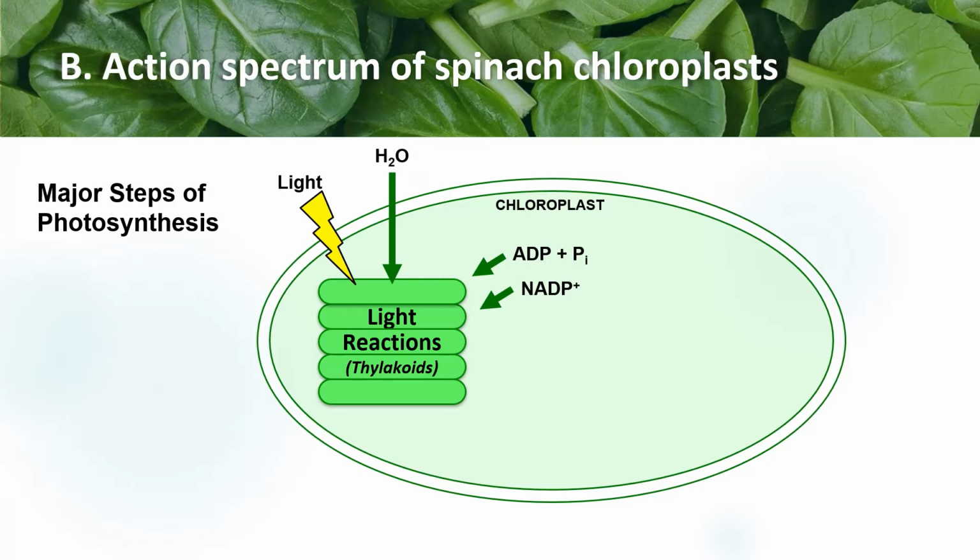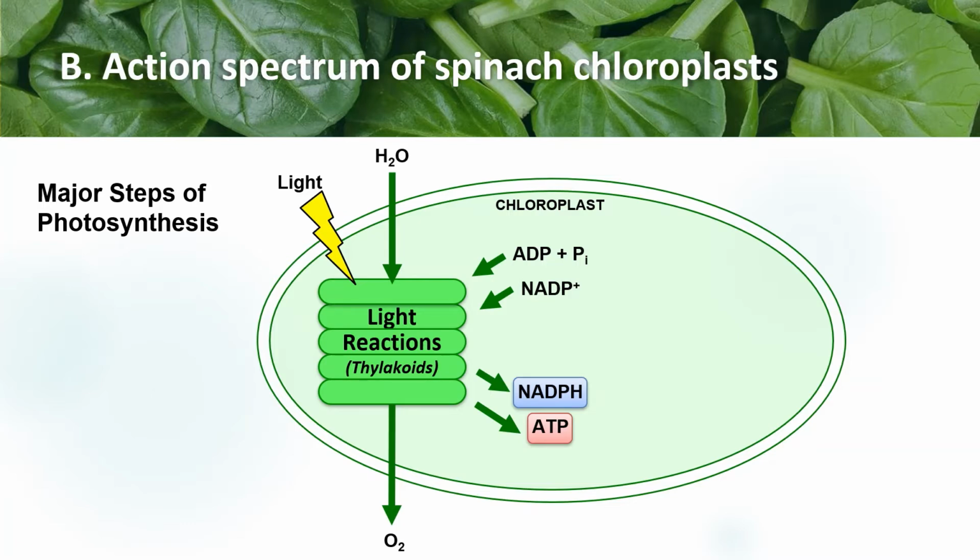What happens is light is going to strike the thylakoids. This is where the pigments are found, and then it is going to split water. This is going to release oxygen, which is basically at this point a byproduct, and the energy from the light is eventually, through some electron transport chains, going to end up on NADPH and ATP.